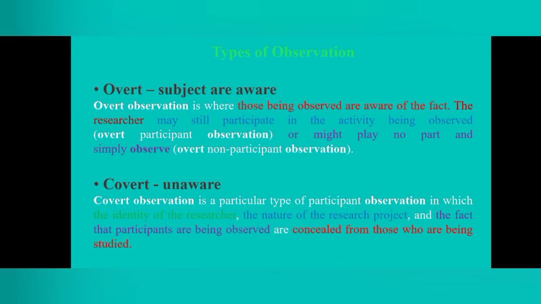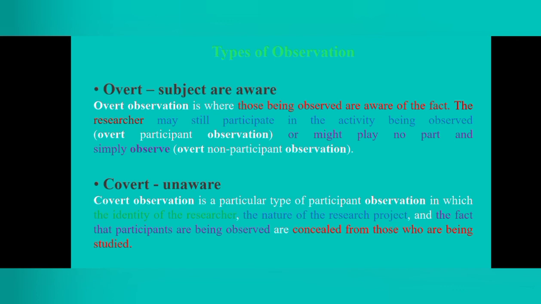Overt, as the name tells us, is open, unconcealed. Overt observation is where those being observed are aware of the fact. The researcher may still be the participant in the activity being observed, that is called as overt participant observation, or might play no part and simply observe. Overt non-participant observation. Covert means concealed and hidden.